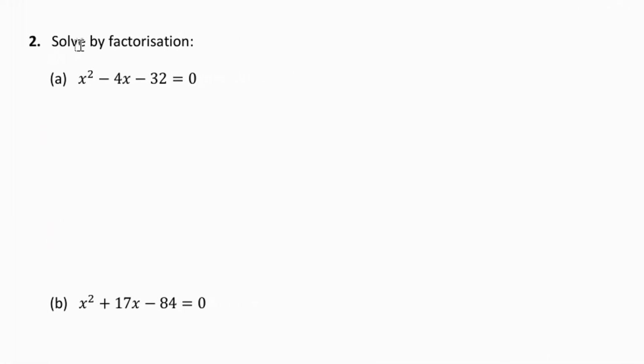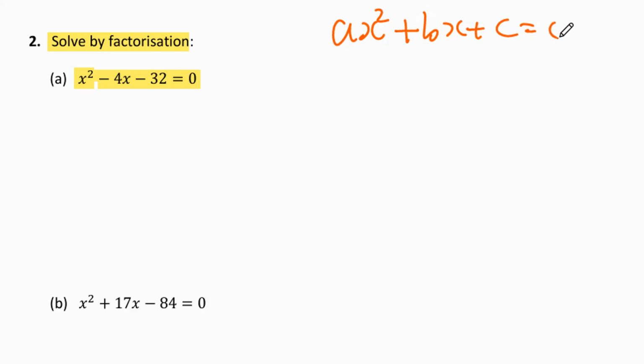Then in question 2, we have to solve by factorization each of these equations. Let's look at A. Now, important to note that the left-hand side of this equation is a trinomial. It's in the form ax squared plus bx plus c equals 0, where a is the x squared coefficient, in this case 1. B is the x coefficient, in this case negative 4. And c is the constant, in this case negative 32.